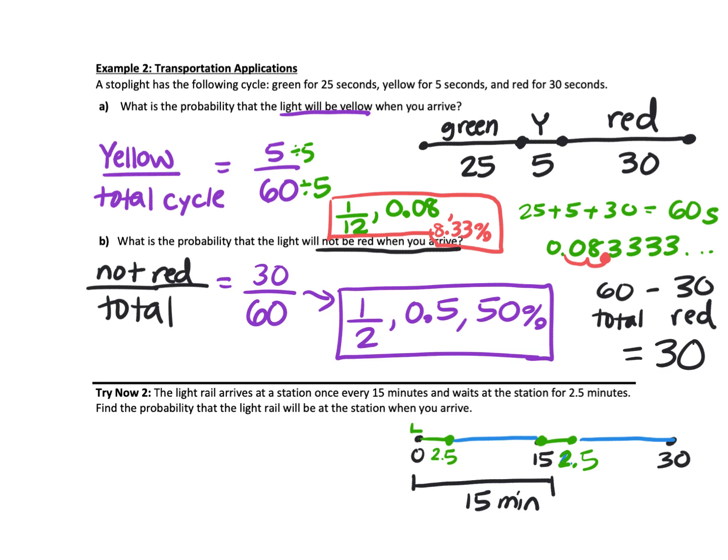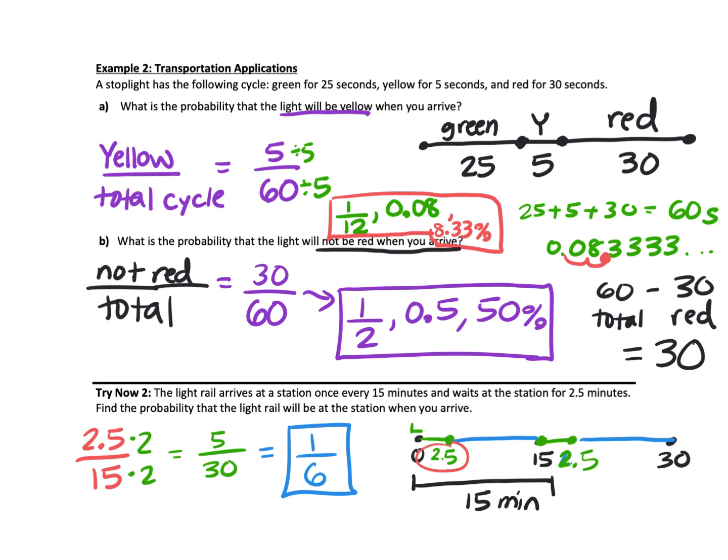So let's find the probability that the light rail will be at the station when you arrive. It's a 15-minute cycle. Every 15 minutes, the light rail arrives at the station, and of those 15 minutes, only 2.5 minutes are when it's actually stopped and waiting. When we simplify this, the 0.5 makes it difficult, so I'm just going to double everything to clear that 0.5. And that's 5 over 30. Now you can divide by 5, simplify your fraction, and we'll have 1 over 6.